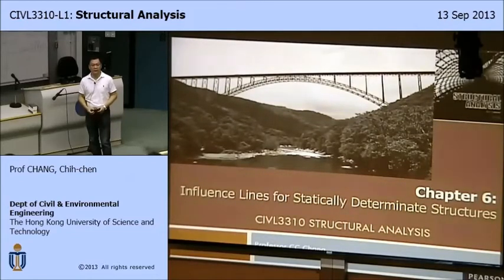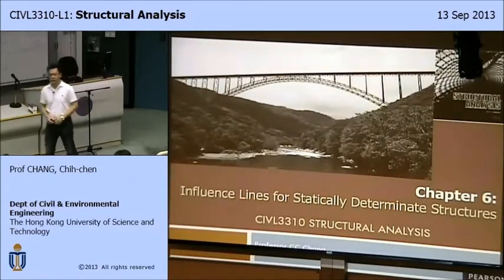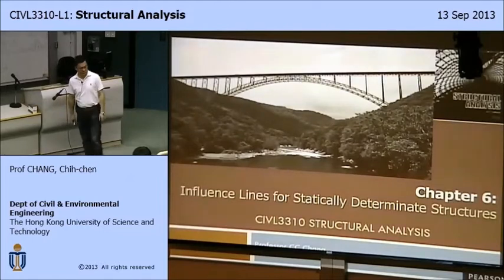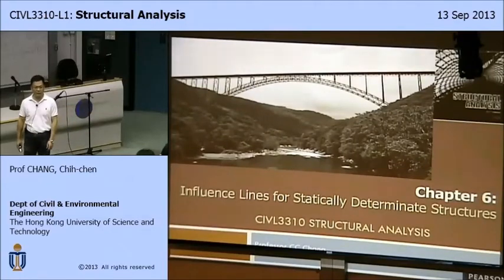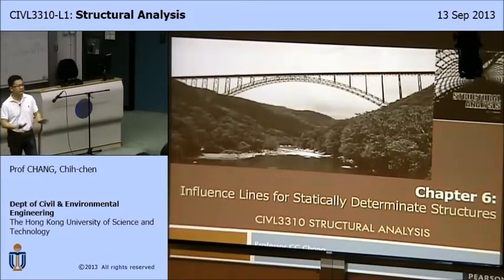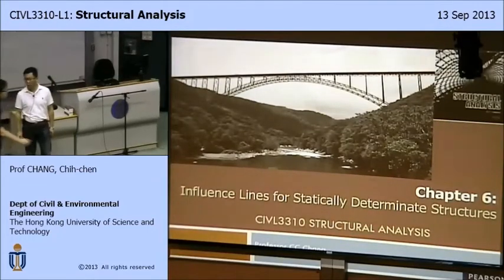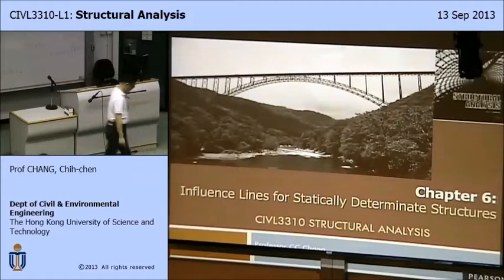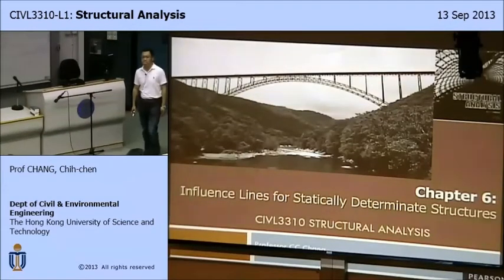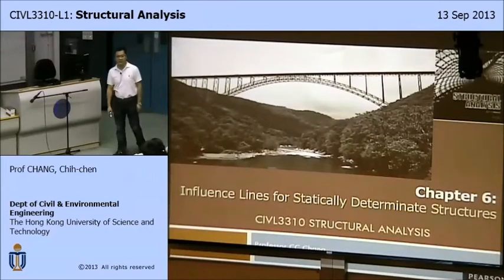So we enter the fourth lecture, and we already covered 5 chapters. Those 5 chapters that we presented here are considered review background information. So from this point onward, we get into something new. This chapter is about influence line. It's a very important concept that you should know.